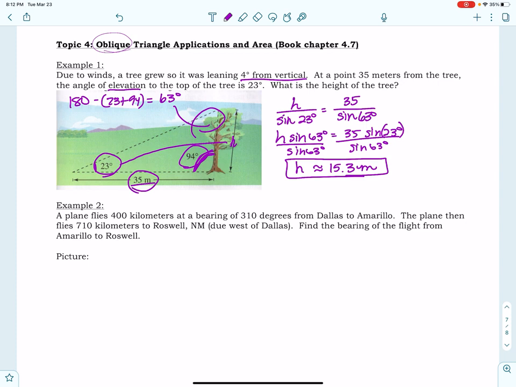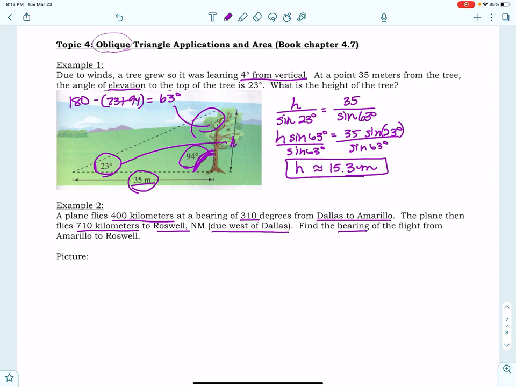We have a plane that flies 400 kilometers at a bearing of 310. This involves the information about bearings that we learned in a previous video. So we're flying at a bearing of 310 degrees from Dallas to Amarillo. The plane then flies 710 kilometers to Roswell, New Mexico, which for our purposes here will be due west of Dallas. I believe it's pretty close. We are going to find the bearing of the flight from Amarillo to Roswell.